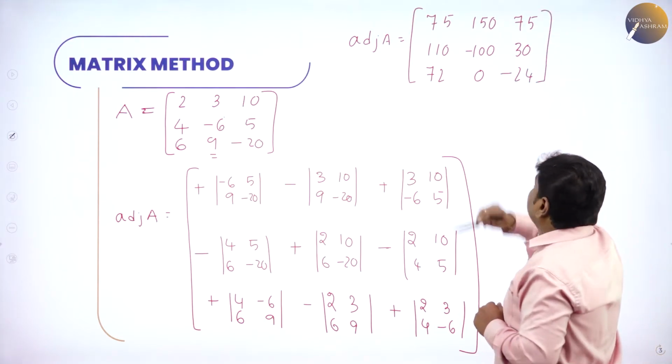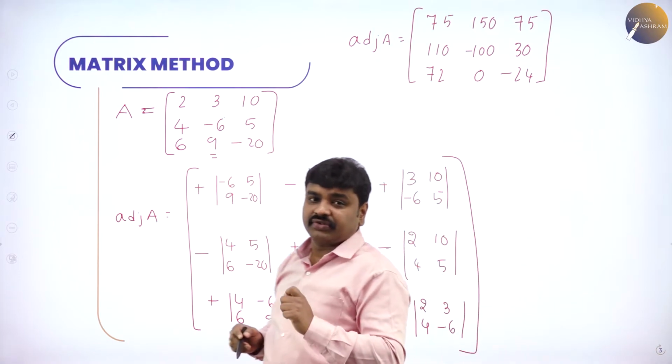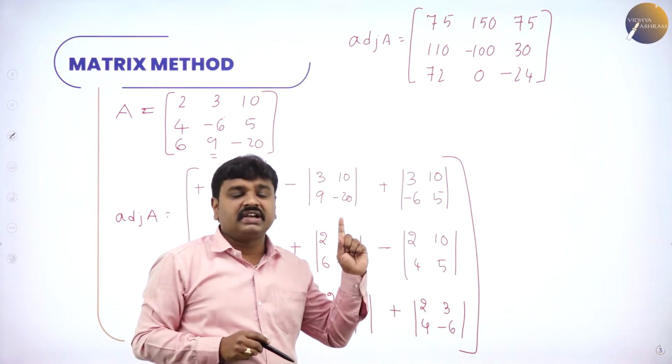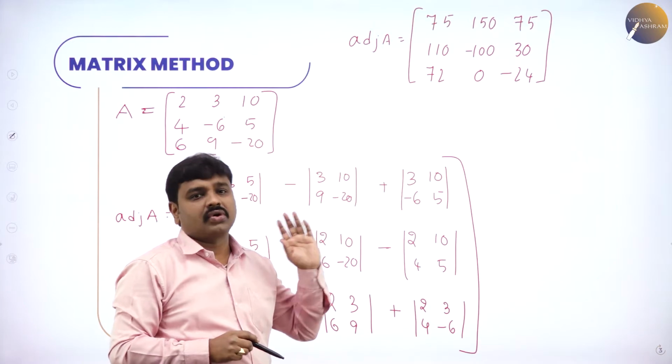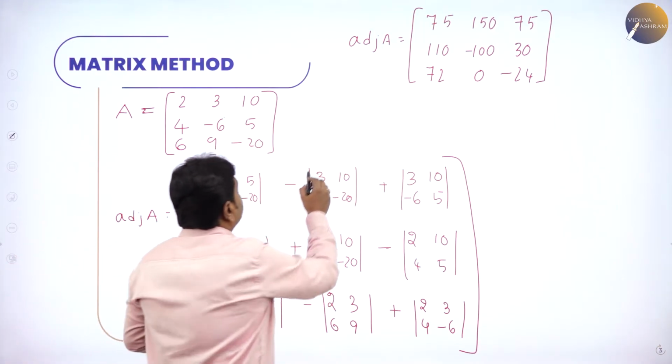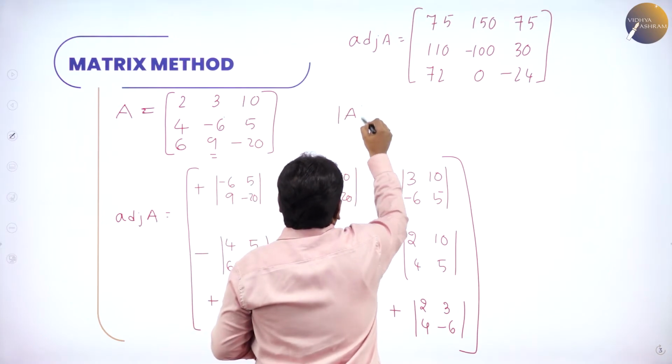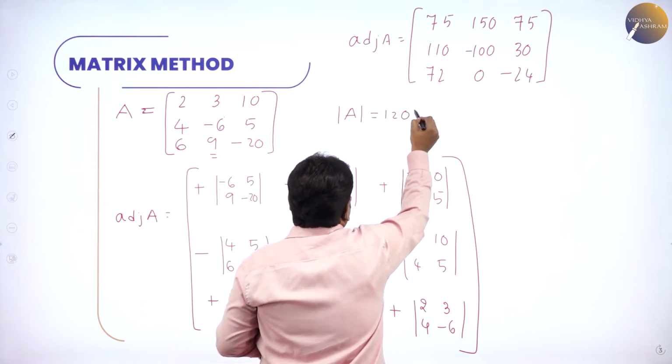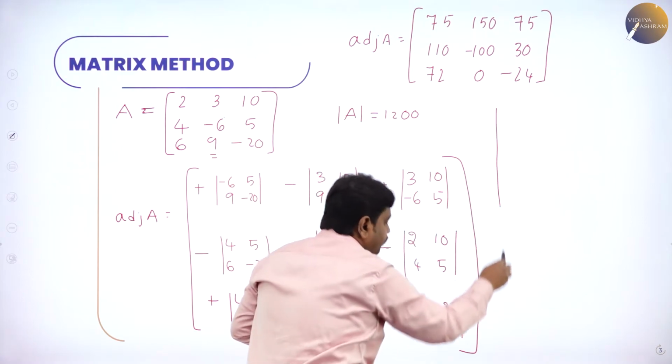So these are the values of adjoint. Check the values of adjoint. If any single entry is wrong, your answer will go wrong. So now we got adjoint. We know the determinant also, which we got in the last step. What is the determinant we got? 1200. Now we'll go to the inverse.